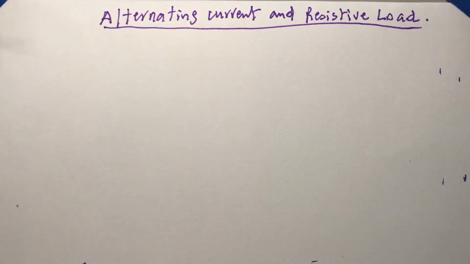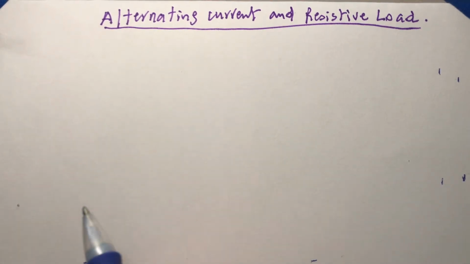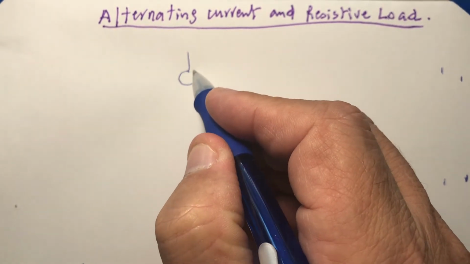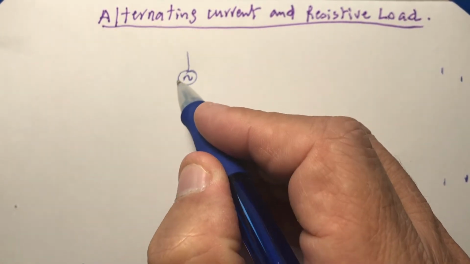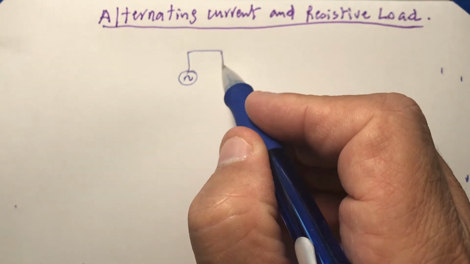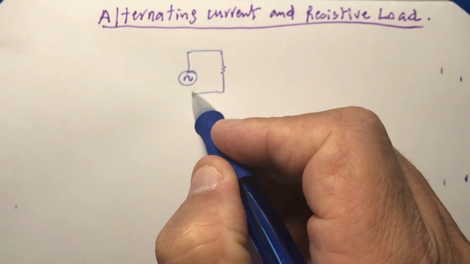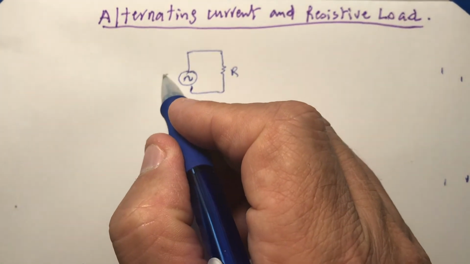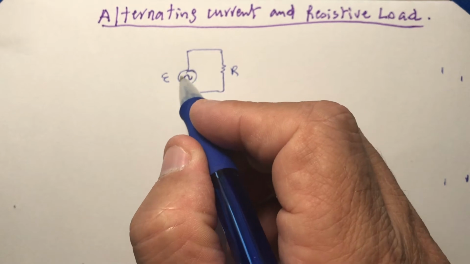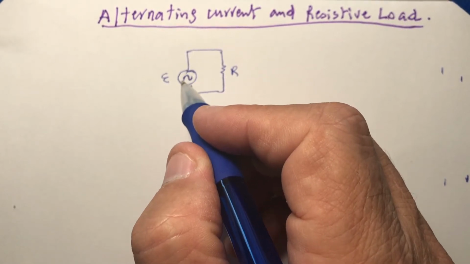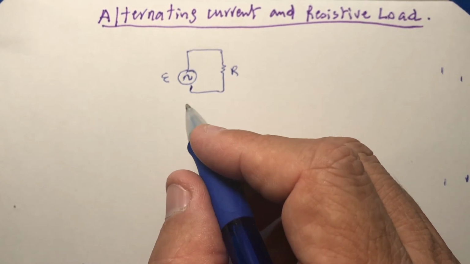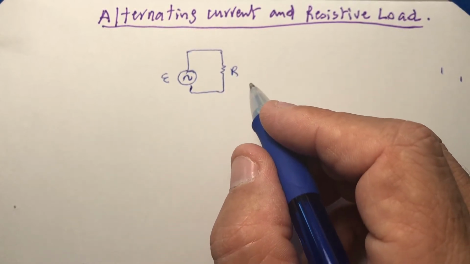Today we're going to study the alternating current and resistive load. Let's say we have, for example, some power supply, a varying power supply, and then we have some resistor. This is R. Now, this EMF, the voltage given by the power supply, is not constant, it's changing. Now we need to know how it's changing.